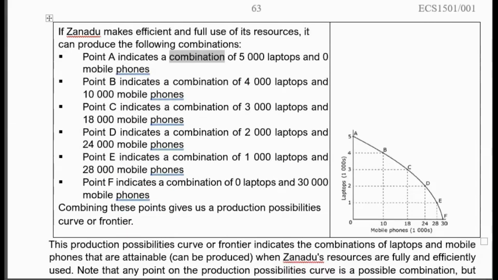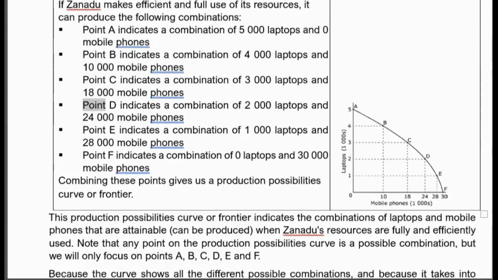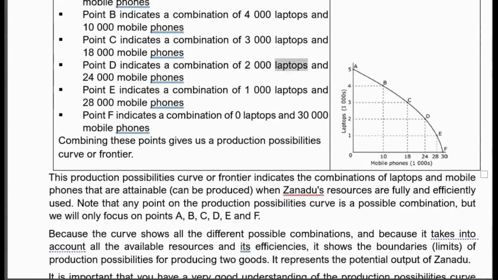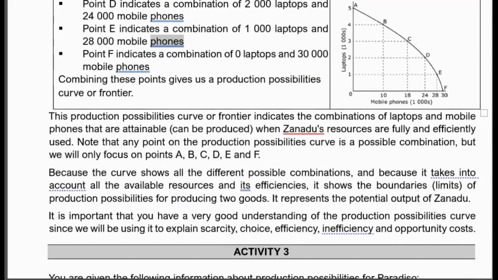Point A indicates a combination of 5,000 laptops and 0 mobile phones. Point B indicates a combination of 4,000 laptops and 10,000 mobile phones. Point C indicates a combination of 3,000 laptops and 18,000 mobile phones. Point D indicates a combination of 2,000 laptops and 24,000 mobile phones. Point E indicates a combination of 1,000 laptops and 28,000 mobile phones. Point F indicates a combination of 0 laptops and 30,000 mobile phones.